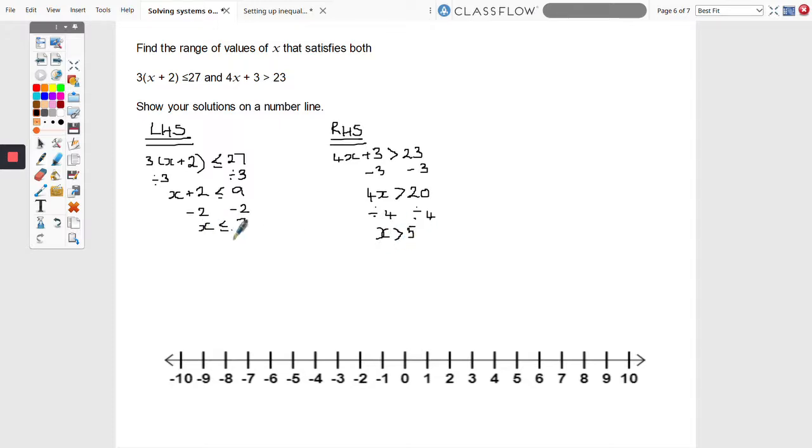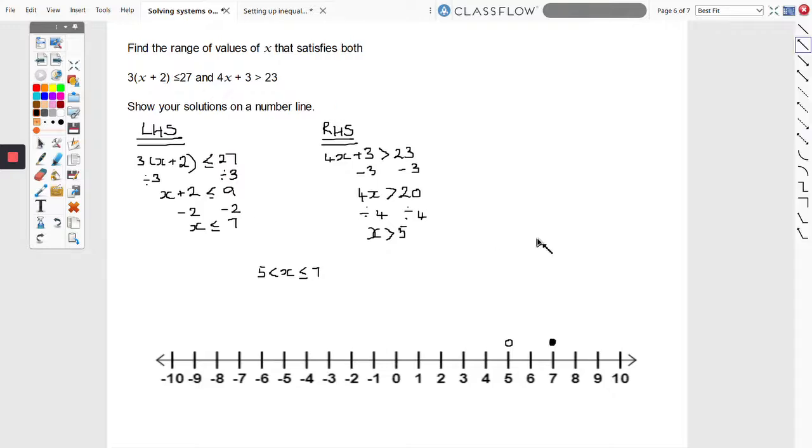So I've got x ≤ 7 and x > 5. So I can pop these into a compound inequality. So I'm going to have 5 < x ≤ 7. Then I can represent this on my number line. So I'm going to draw an open circle at 5 and a closed, solid circle at 7, and then I'm just going to draw a straight line to join the two up. And that shows the range of values that satisfies both inequalities.